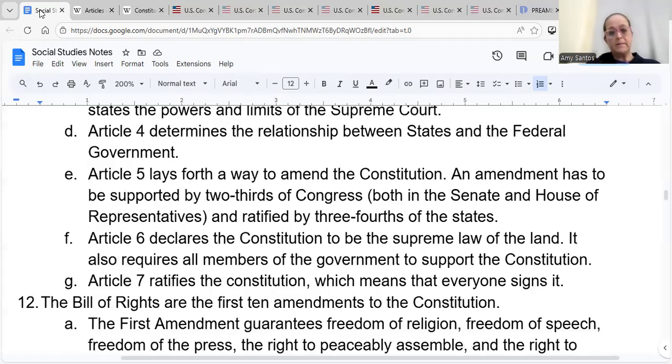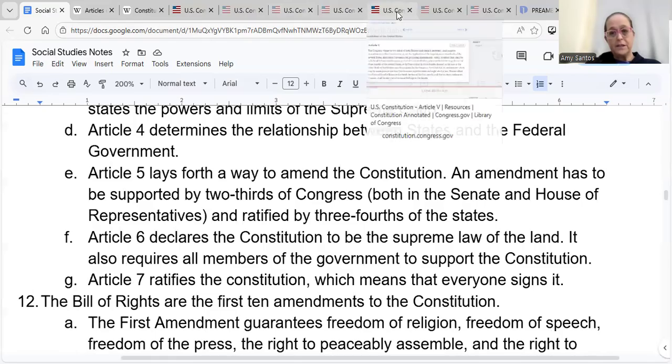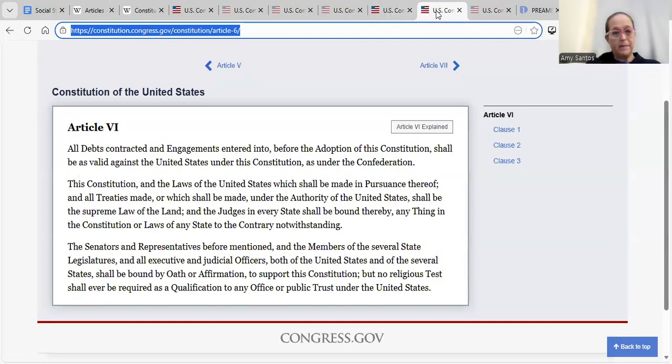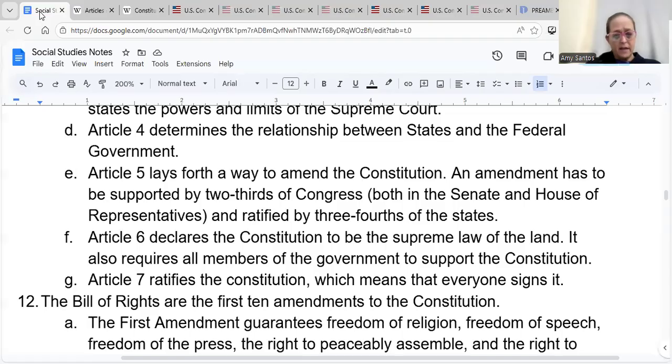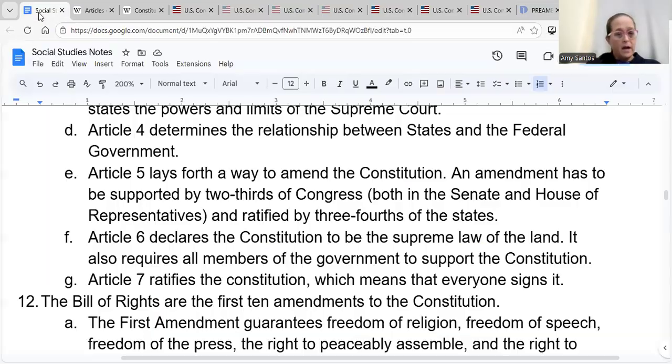Article 6 declares the U.S. Constitution to be the supreme law of the land. Also not a very long one. And Article 7 just ratifies the Constitution, which means that everybody signs it. So that's what Article 7 is. I'm going to stop there, and in the next one, we'll go over the Bill of Rights.